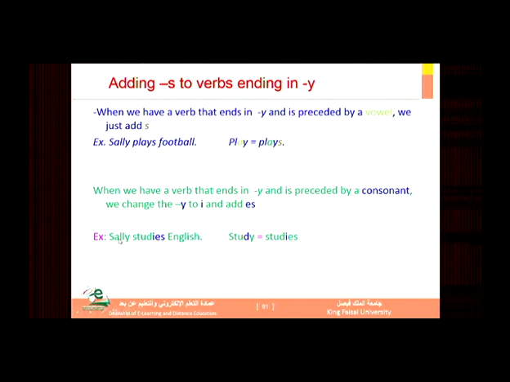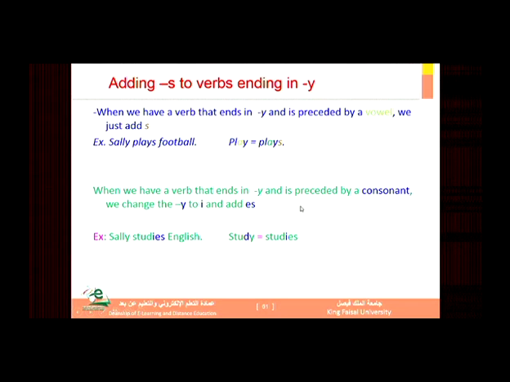For example, the verb study. If you look at the verb study, it ends in y, but before the y we have a d sound. This d sound is not a vowel, it is a consonant. In this case, if you have a third person singular subject, you delete the y and replace it with i, then you add es. It's a little bit confusing.